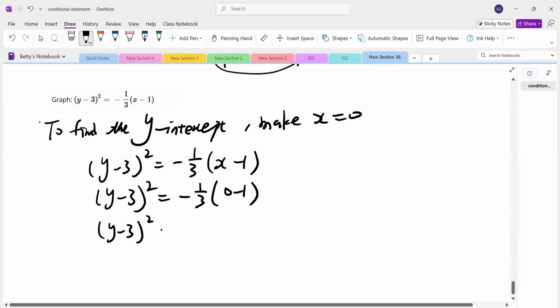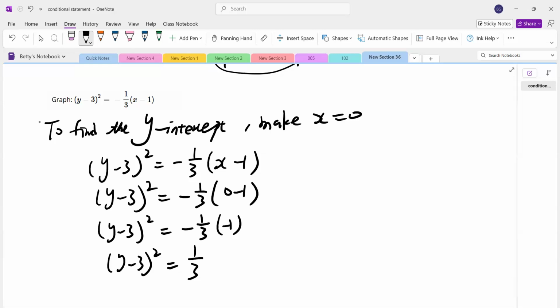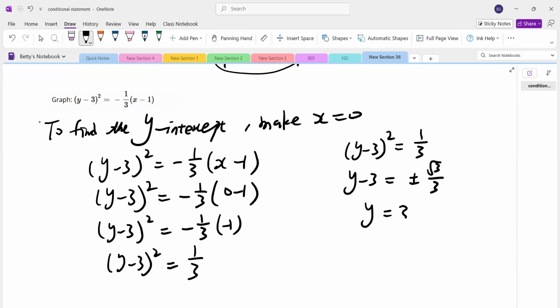Y minus 3 to the power of 2 equals negative 1 over 3 times negative 1. Negative times negative is positive, so we have positive 1 over 3, right? And so now we have y minus 3 to the power of 2 equals 1 over 3. We're going to take the square root. We have y minus 3 equals plus or minus root 3 over 3, and y equals 3 plus or minus root 3 over 3. Not convenient. Okay, I changed my mind.